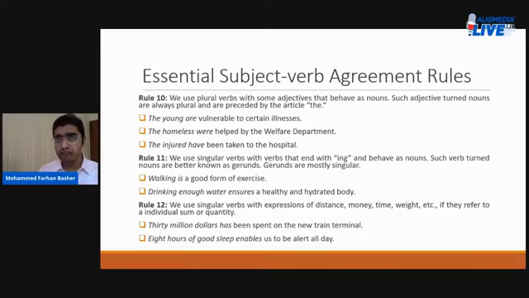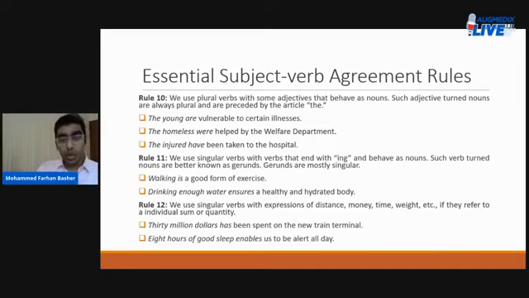So in most cases, gerunds are singular in nature, right? And since they're singular in nature, the verb that follows them has to be singular as well. So we say walking is a good form of exercise, not walking are. Drinking enough water ensures a healthy and hydrated body. So walking is, drinking ensures, right? Walking being the gerund, is the singular verb. Drinking being the gerund, ensures a singular verb, right? So walking is a good form of exercise. Drinking enough water ensures a healthy and hydrated body.